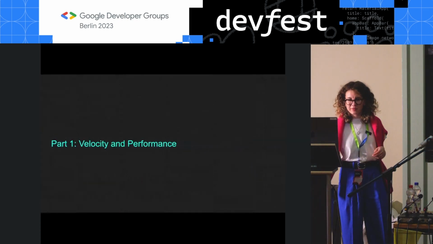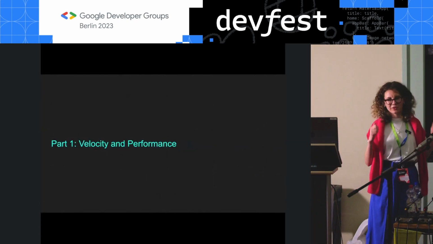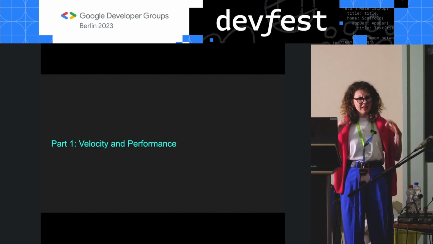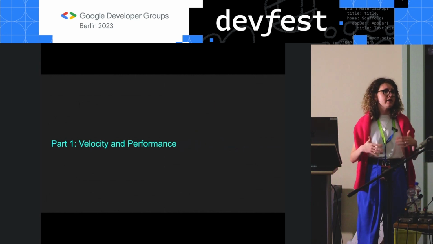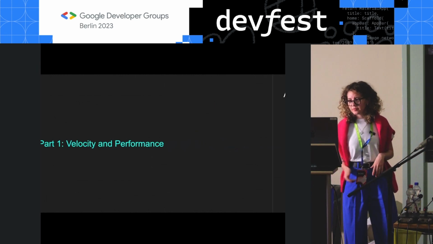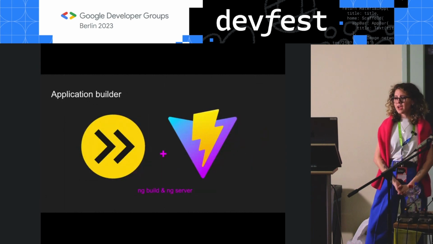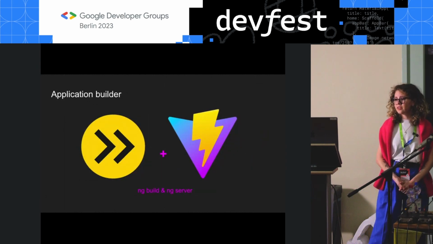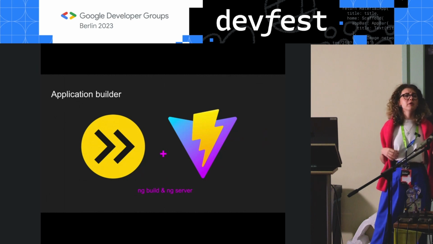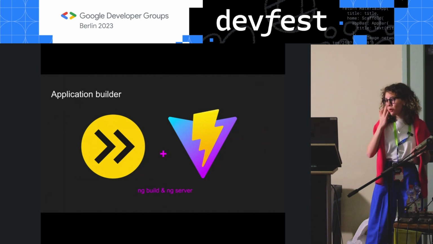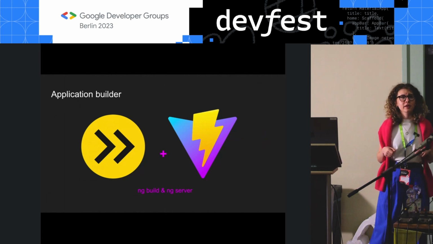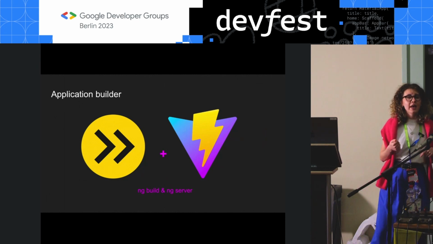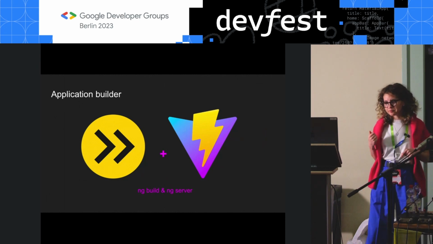Let's take a look. First theme, velocity and performance. Let's start from the very basics, creating a new Angular app. Once you create a new Angular app, you will see that this new version is shifting away from Webpack and now is using ESBuild in combination with Vite. So ESBuild being your bundler and Vite being your dev server.